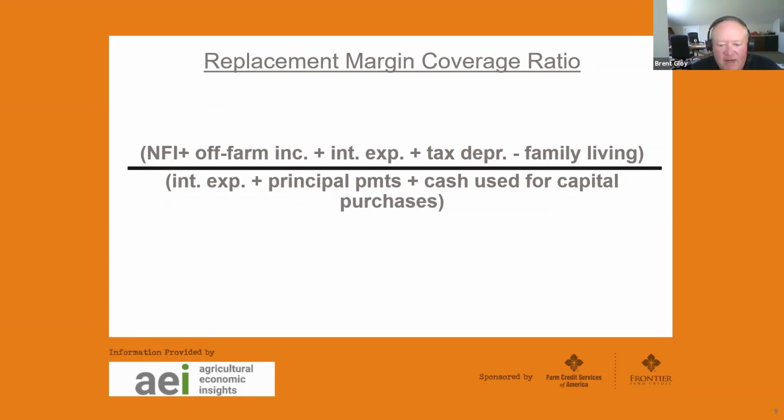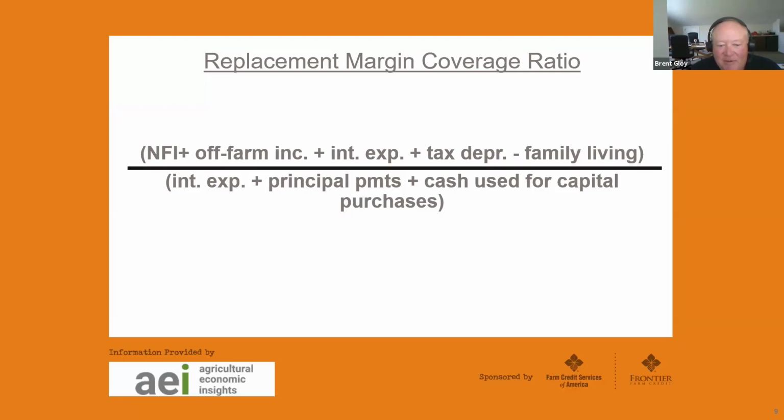And so one of those ratios that we can look at is called the replacement margin coverage ratio. And there's a lot of things in that equation. It looks complicated, but it's not really. At the top, on the numerator, we just have the net farm income plus off farm income, and we add interest expenses and add back depreciation and subtract family living expenses. Now, what is that? That's just a measure of cash flow. So that's the cash inflows of the farm. And David had just been saying we're going to measure cash inflows and outflows. So that top is your cash inflows.